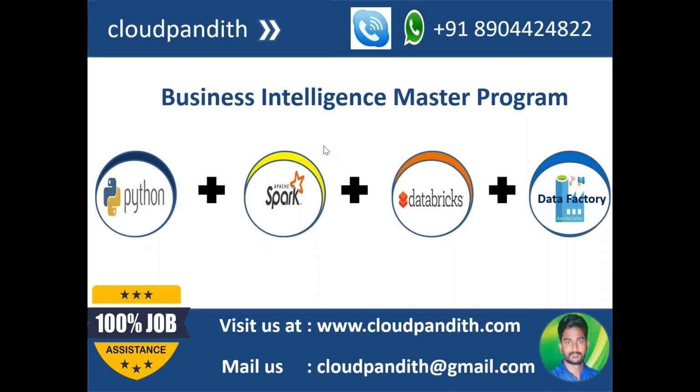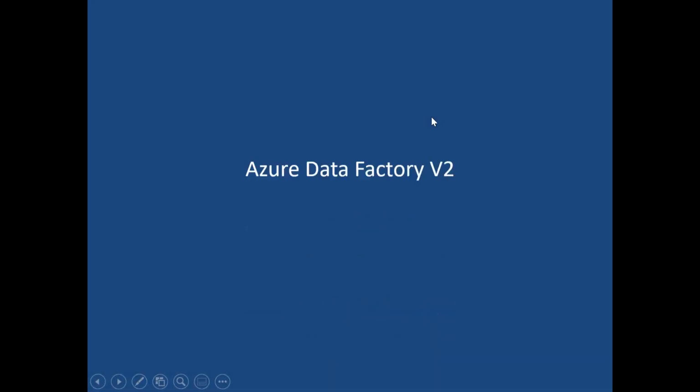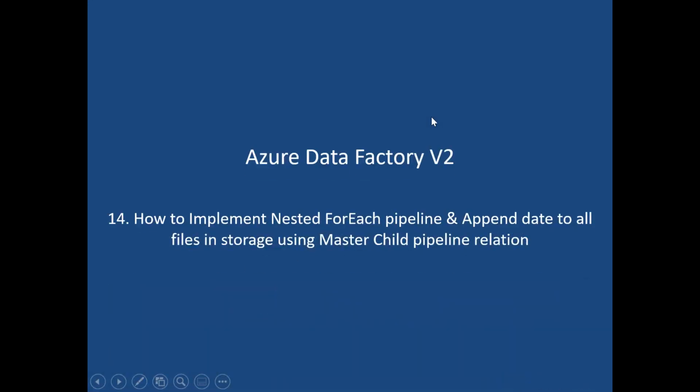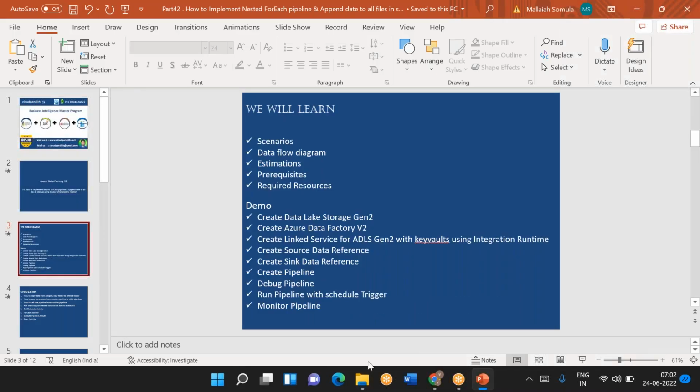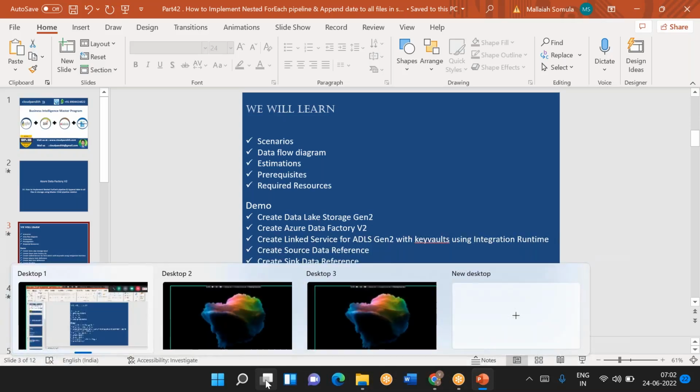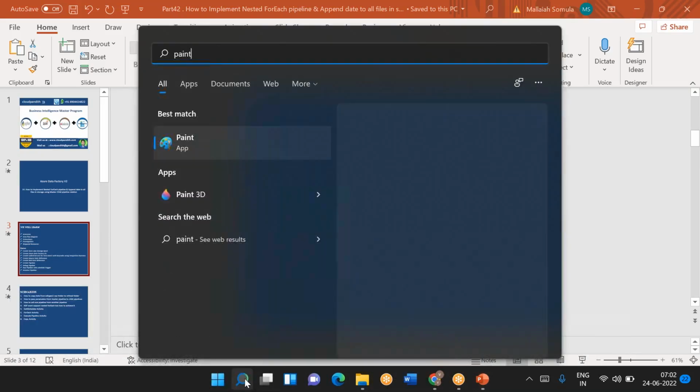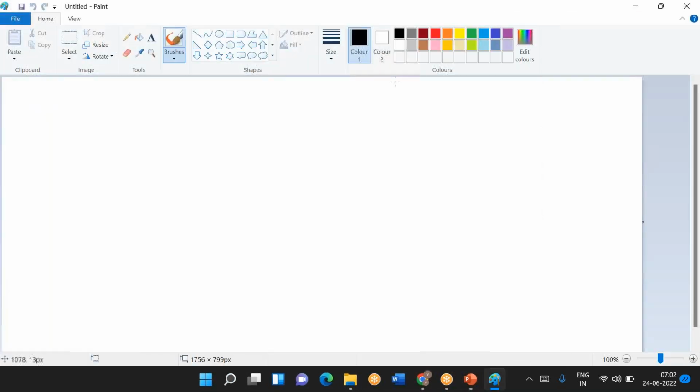Okay. Good morning, friends. In this BA Master program, in today's session, we'll talk about how to implement nested for each pipeline and append a date to all files in a storage using master-child pipeline relation. So this is one of the scenario-based labs, basically. Multiple scenarios will be covered in this also. First, the important thing is you need to understand what we are planning to do today. Let me explain to you.